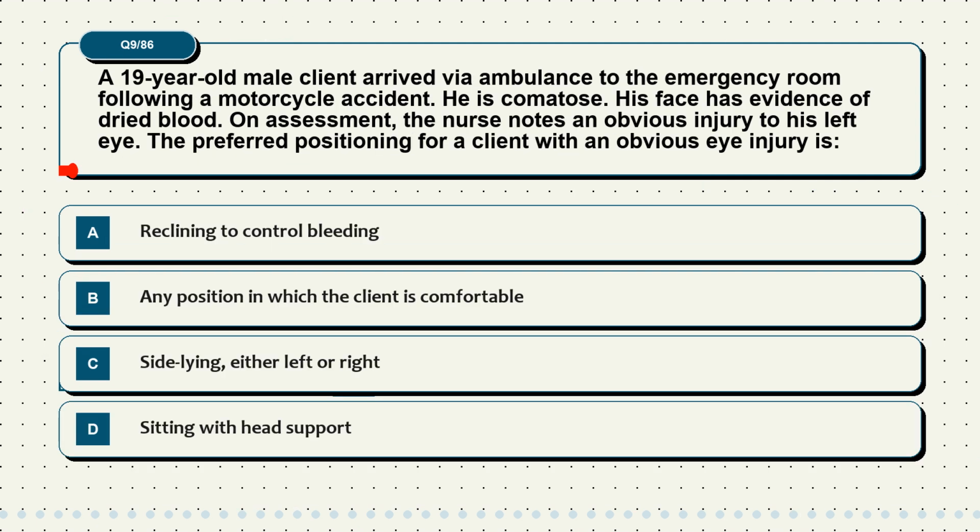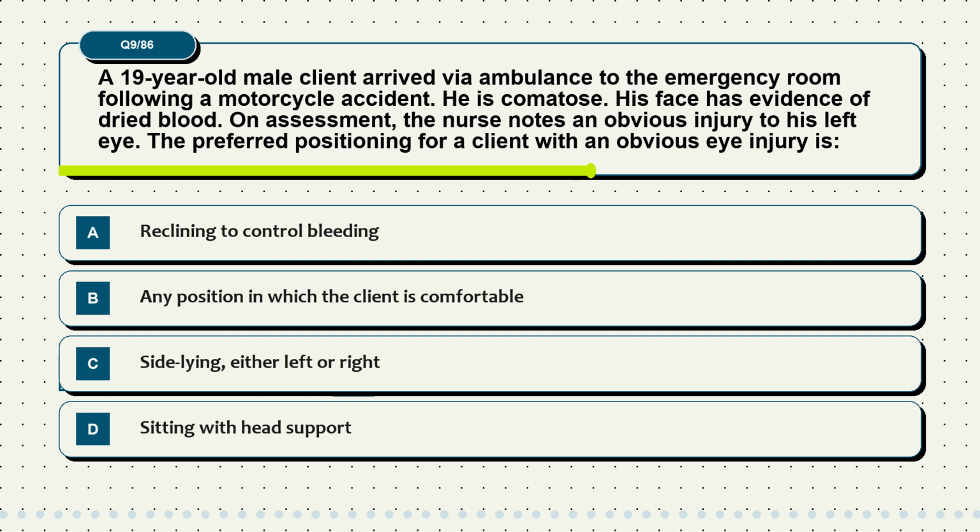Question 9. A 9-year-old male client arrived via ambulance to the emergency room following a motorcycle accident. He is comatose. His face has evidence of dried blood. On assessment, the nurse notes an obvious injury to his left eye. The preferred positioning for a client with an obvious eye injury is, here are the options.